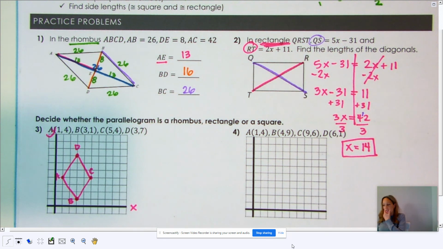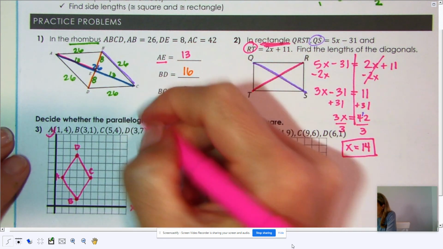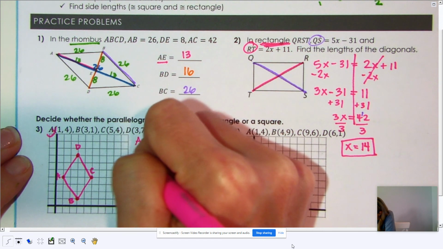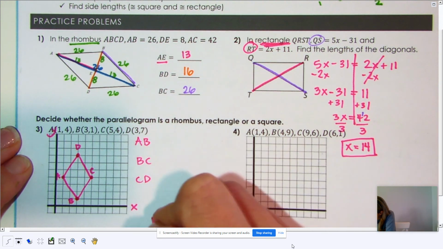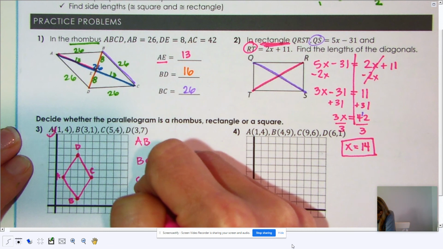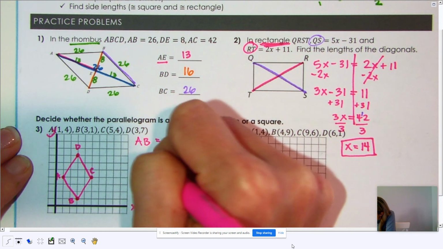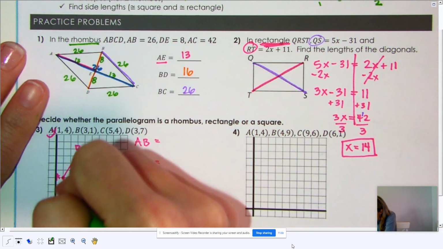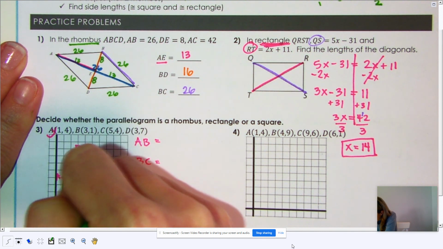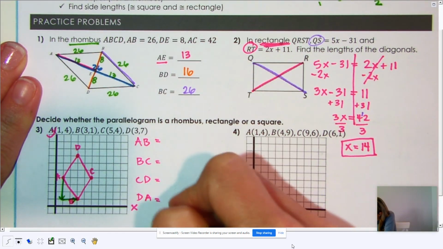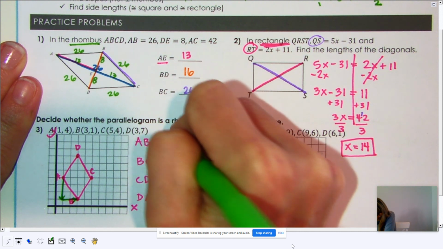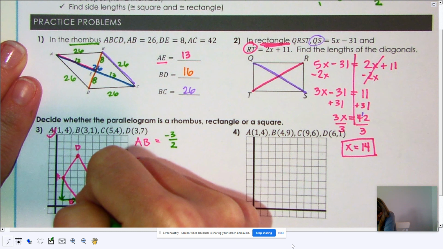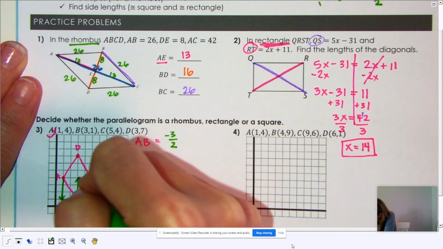Okay, and we're going to find the slope on each of those from A to B, B to C, C to D, and then D to A. So from A to B, we went down by 3, over by 2. From B to C, we went up by 3, over by 2.